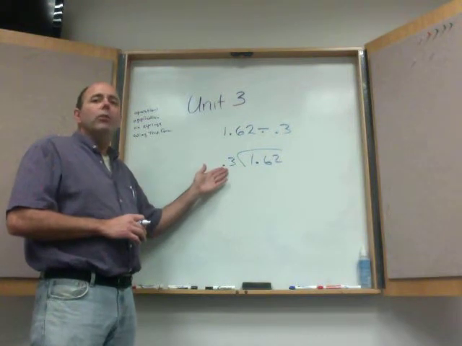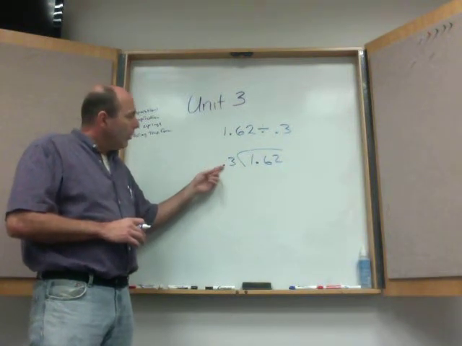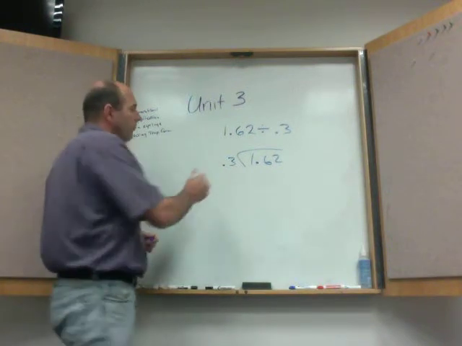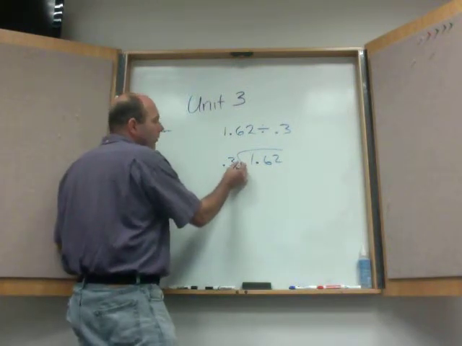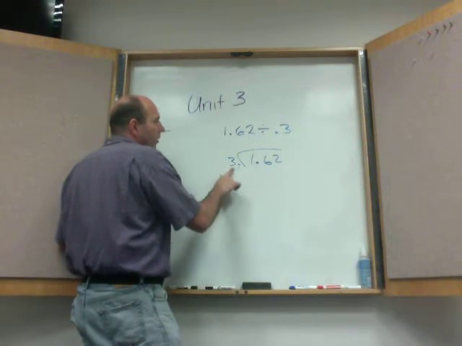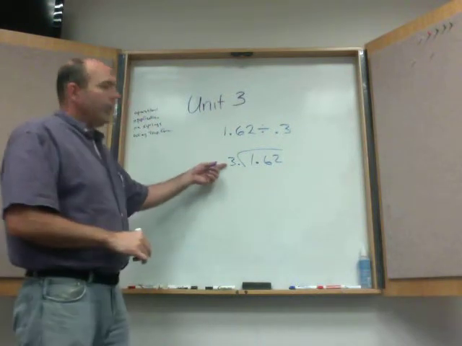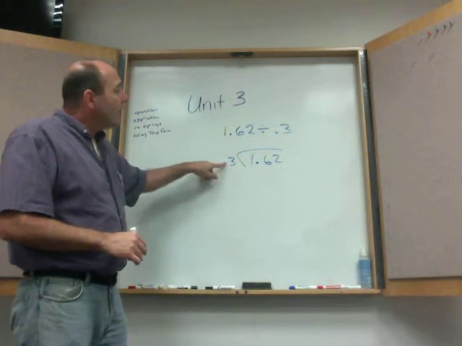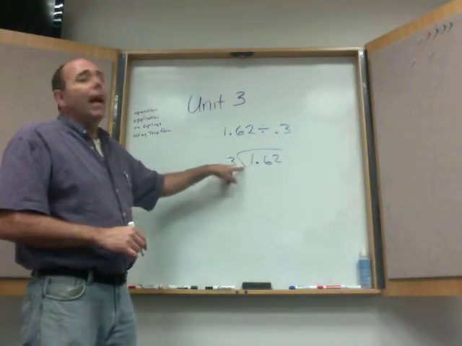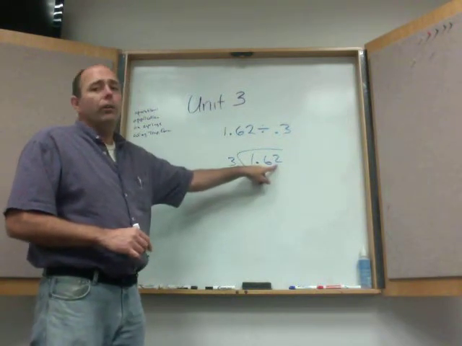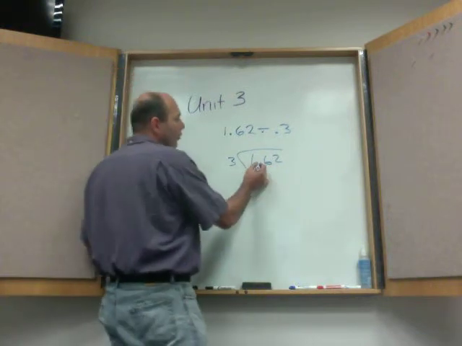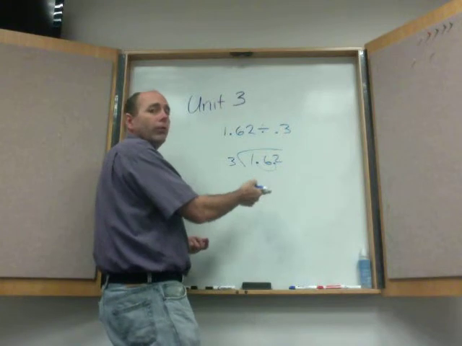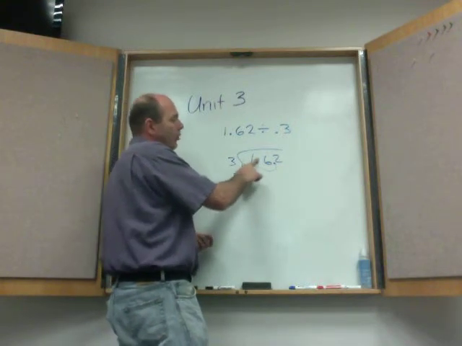If this is a decimal, we have to move it. So we're going to move it over one space so that it's no longer a decimal. I'm going to move this over to here. It's no longer a decimal. 3 doesn't even need a decimal point, so I don't even really need that. But since I moved it over one space here, I need to move it over one space here also. So I can move it over to here. Now instead of 1 and 62 hundredths, I have 16 and 2/10.